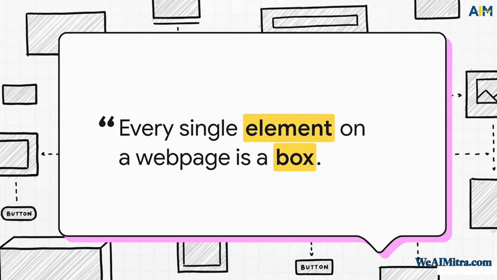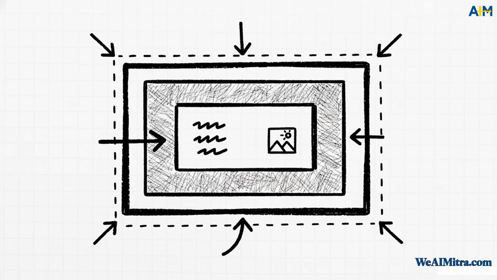Every single element on a web page is a box. Every heading, every button, every single image, it's all just a box. And this concept right here is how all those boxes work. It's called the box model.